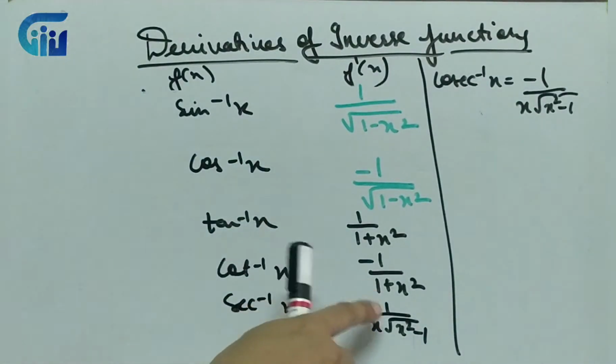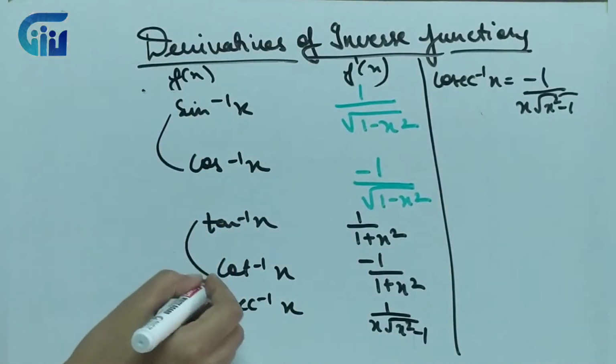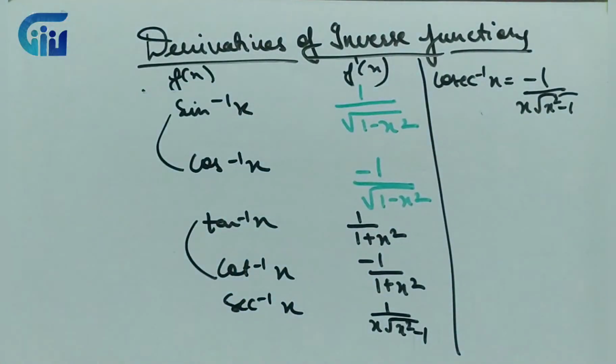Similarly sec inverse, the derivative is 1 upon x under root x square minus 1, and cosec inverse, the difference is of minus sign. So same, you have to learn. This forms a group, this forms a group, and these two form a group. So sin cos together, difference of minus sign, tan cot together, difference of minus sign, sec cosec together, difference of minus sign.